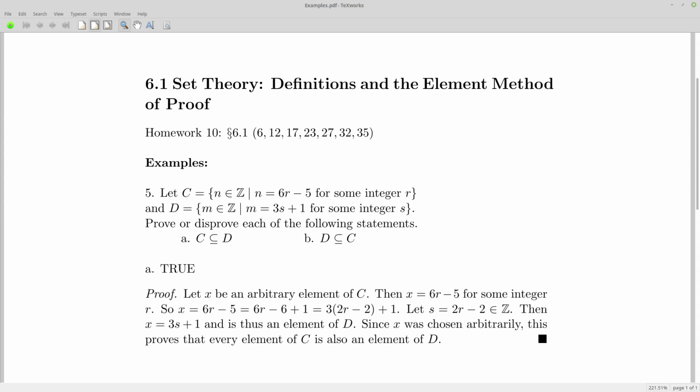That proves not only there's x, but x could be any element. So every element of C is also an element of D. And that's exactly what it means to prove that C is a subset of D. And that's going to finish our proof.